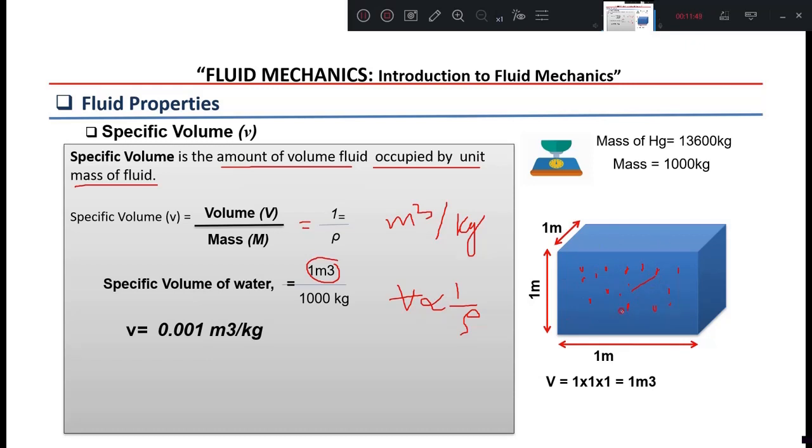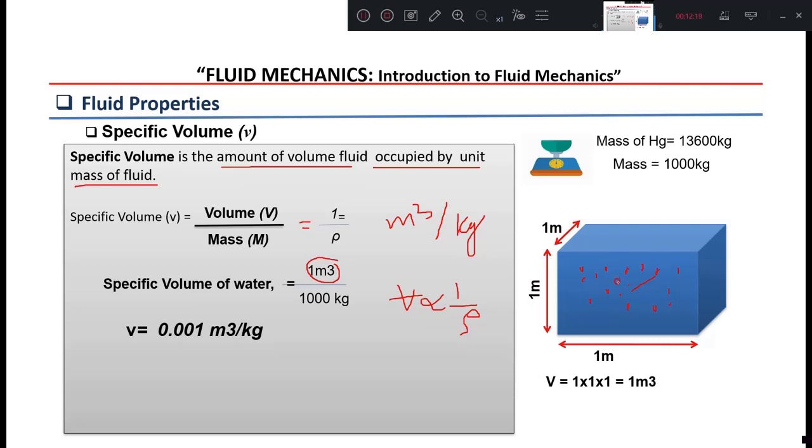Suppose this chamber is made smaller, without allowing gas in or out: the density increases and specific volume decreases. When you reduce the volume of this container, what will happen? These molecules will come closer and closer. Its density increases, whereas the specific volume decreases.